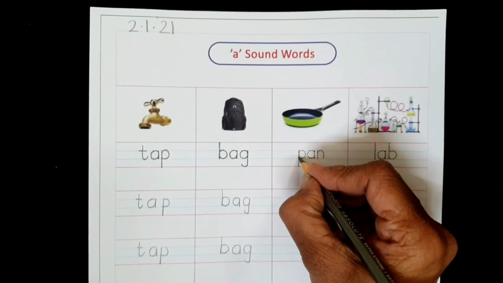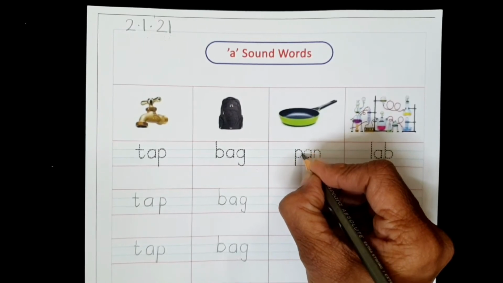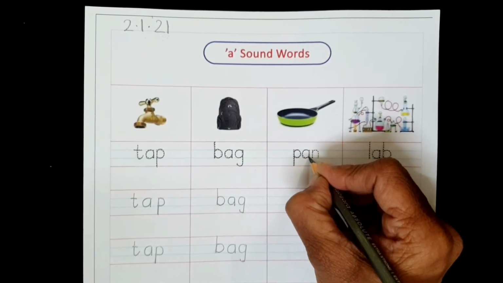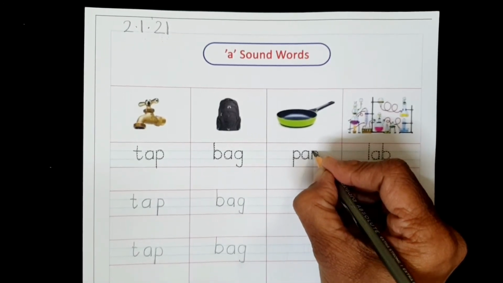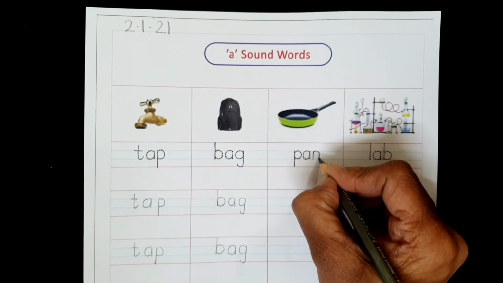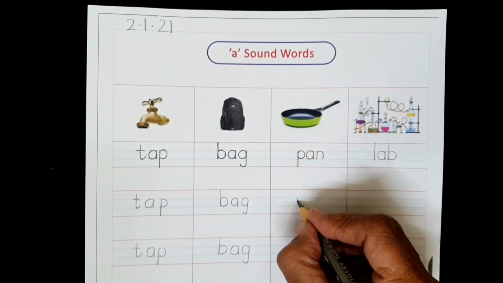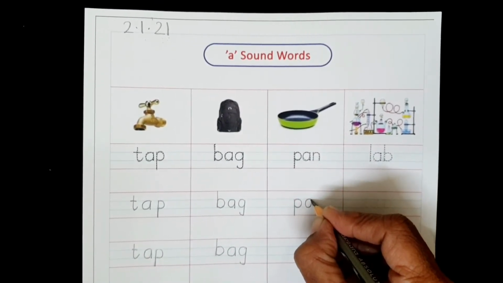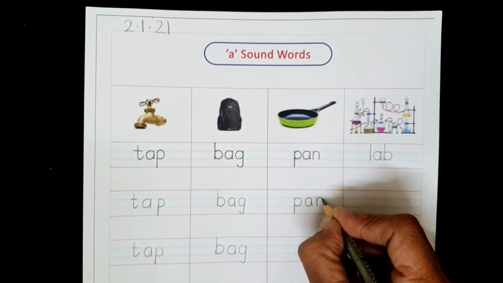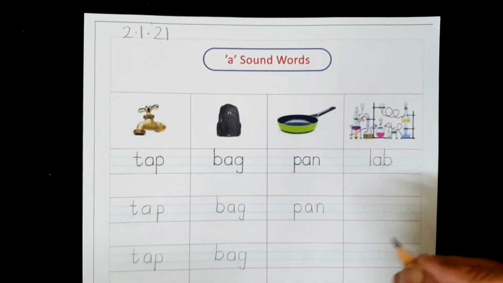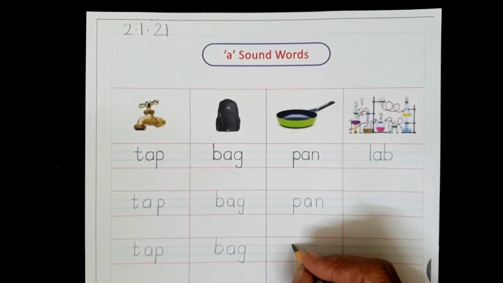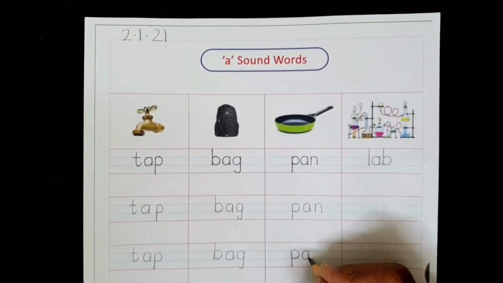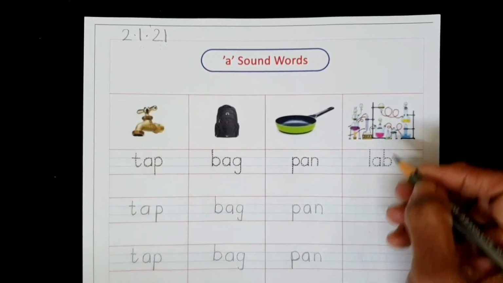What is this? Pen. Now standing line, go up and a reverse is P. C curve, go up, come down, A. Standing line, a turn and come down straight, that is N. P-A-N, pen. P says pa. A says a. N says n. Pa and n, pen. P, A, N, pen.